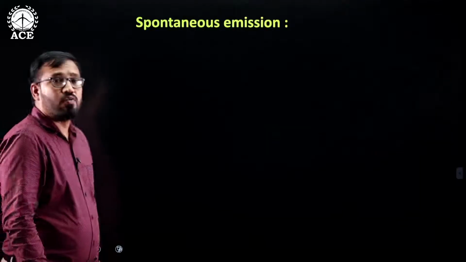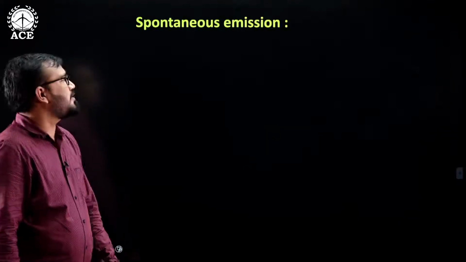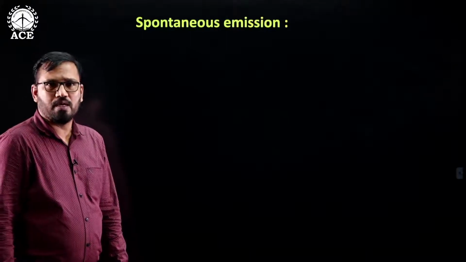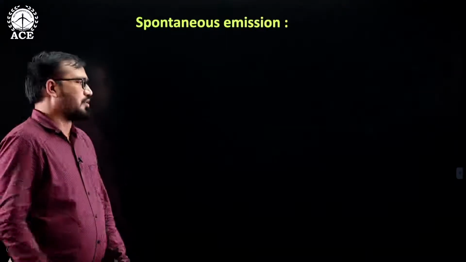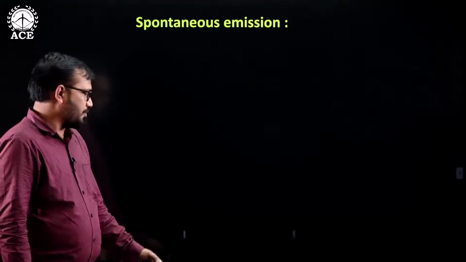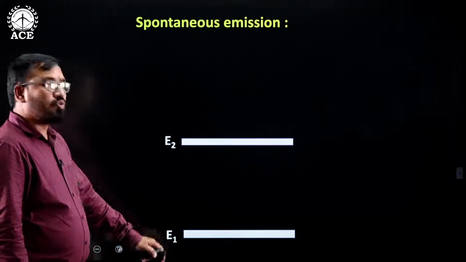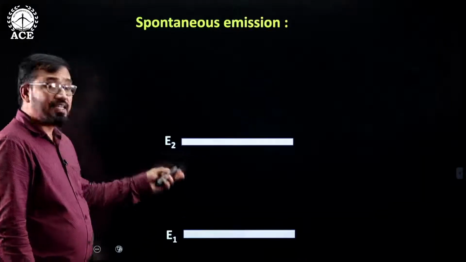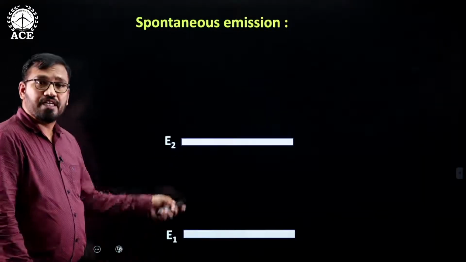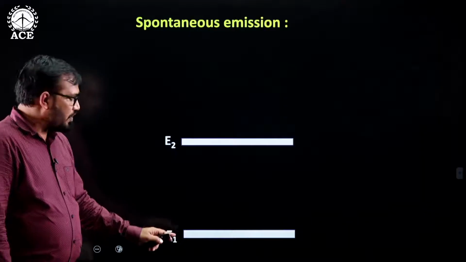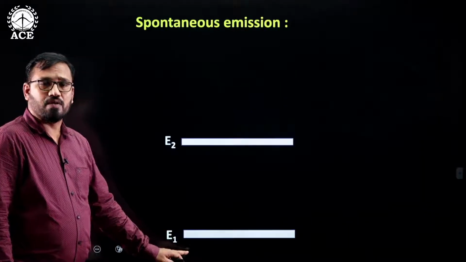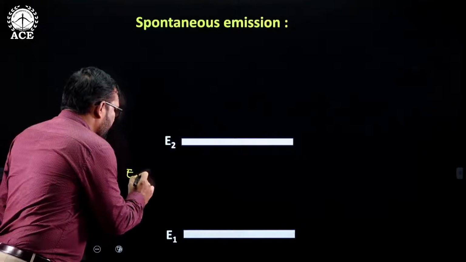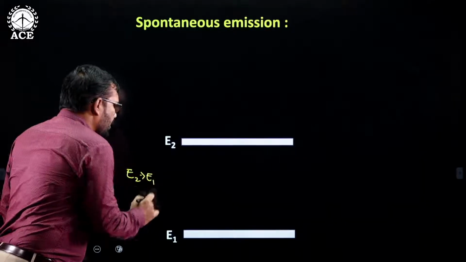Now the second quantum process, spontaneous emission. The first one, stimulated absorption, is over. Next, spontaneous emission. What is spontaneous emission? See here, we know that these are the two energy levels, E1 and E2. By seeing the diagram, one can easily say that E2 is the upper energy level and E1 is the lower energy level. So E2 is greater than E1.